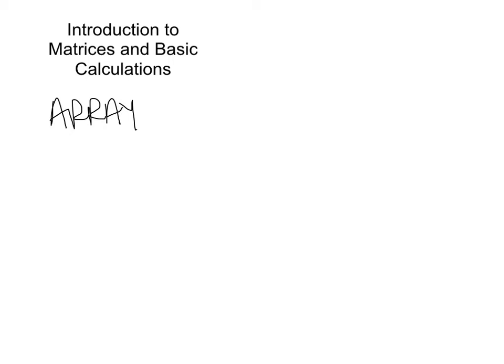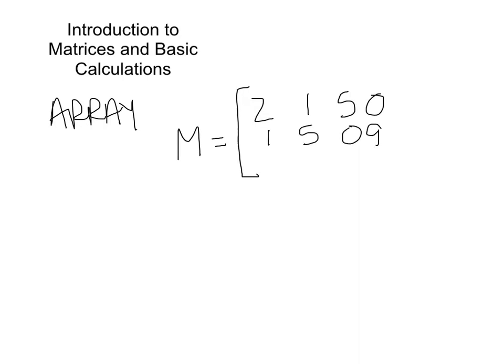So let's look at a matrix and look at its basic parts before we actually do anything with them. So let's say we have a matrix M, and I'm going to fill in matrix M. Alright, so this is matrix M. And we'll notice that matrix M has a lot of different pieces to it. It has a whole bunch of different numbers.